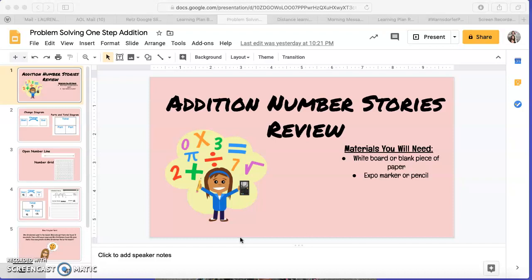So you're going to need either a whiteboard or a blank piece of paper, an expo marker or a pencil. So you can pause the video, get those materials, and then press play again to continue the lesson.